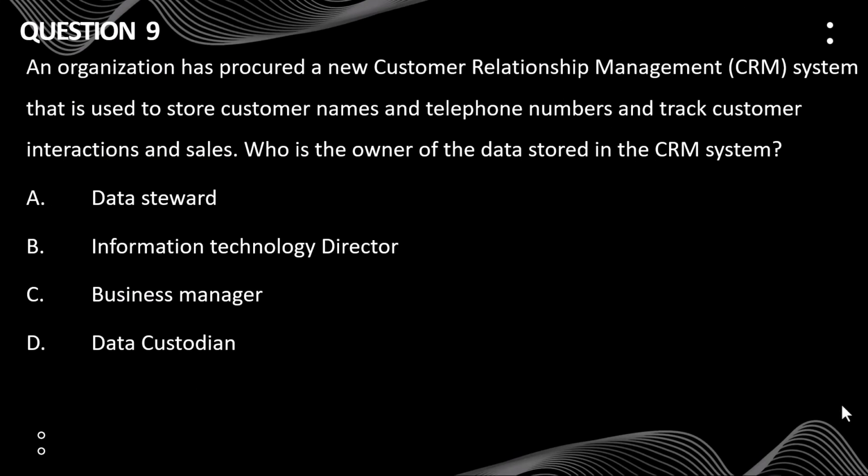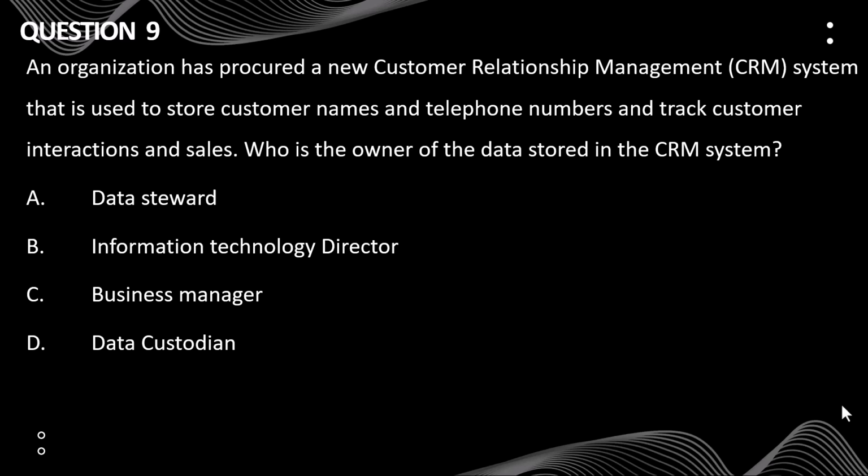Question 9. An organization has procured a new customer relationship management system that is used to store customer names and telephone numbers and also track customer interactions and sales. Who is the owner of the data stored in the CRM system? A. Data steward. B. Information technology director. C. Business manager. D. Data custodian.